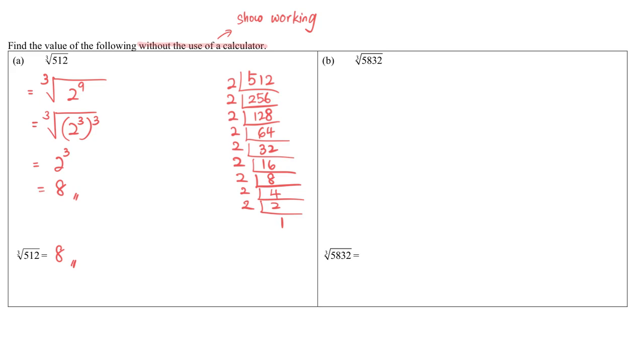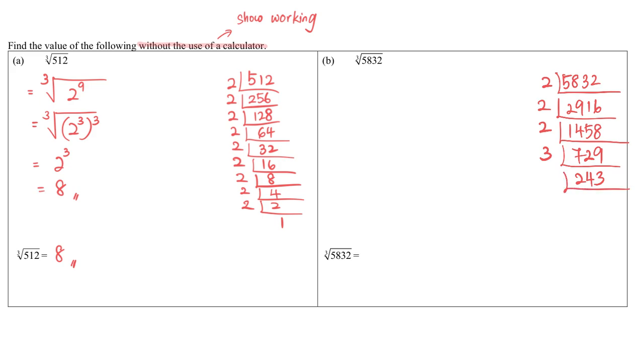We will do the same for 5,832. Divide by 2, that will give me 2,916. Still can divide by 2, and this will give me 1,458. Even number can divide by 2, 729. I proceed to divide by 3. The next prime number, divide by 3, 27, divide by 3, 9, divide by 3, 3, and divide by 3, 1.